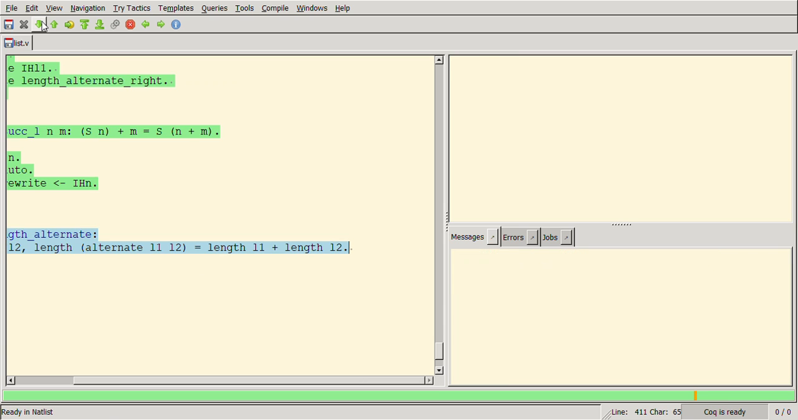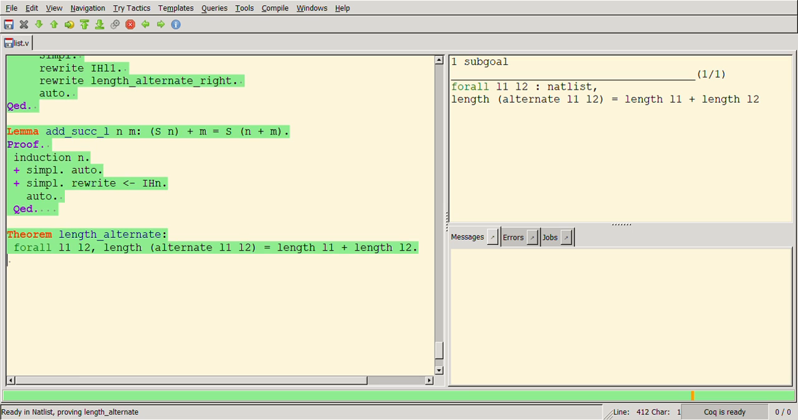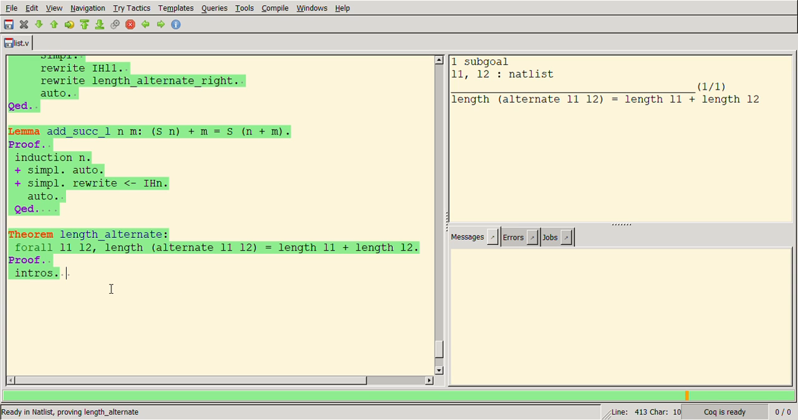So let me compile its statement. The statement of this theorem is okay. We can now enter into the proof mode of Coq. So the first tactic that I'm going to use is intros. This will introduce these two variables L1 and L2 above the line into the hypothesis. So L1 and L2 are now above the line in the hypothesis.